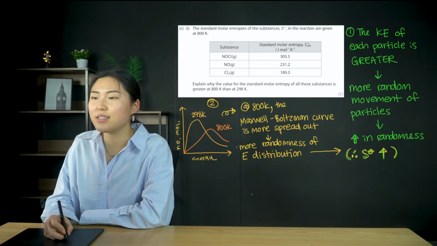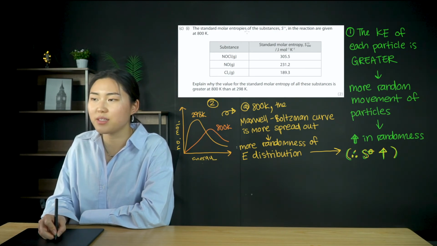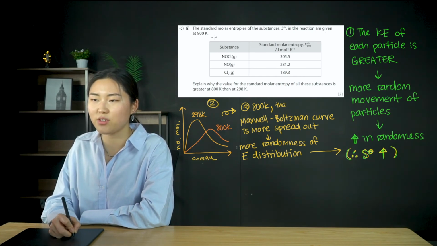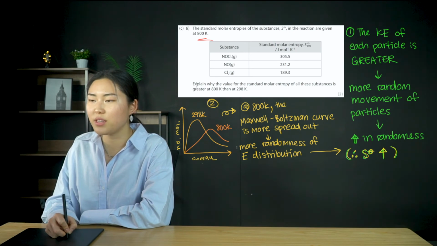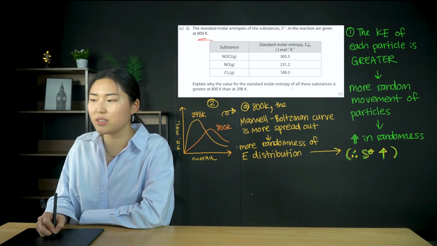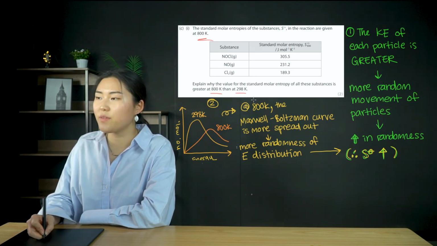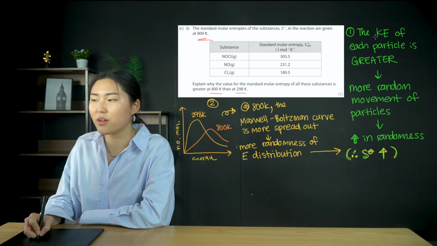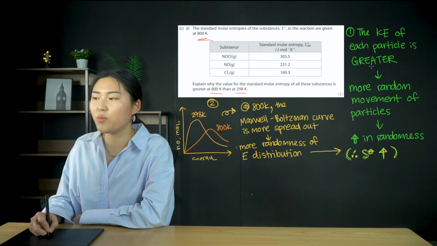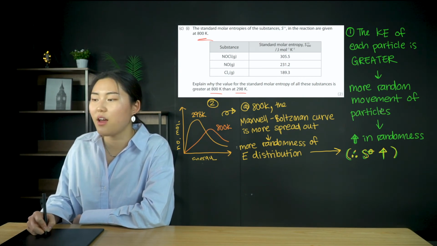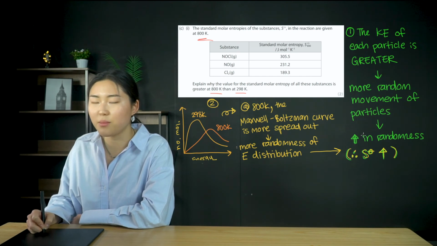C(i), the standard molar entropies of the substances in the reaction are given at 800 K. So we have a very high temperature, 800 K. Explain why the values for the standard molar entropy of all these substances are greater at 800 K than 298 K. So first of all, the kinetic energy of each particle is greater, right? So, which means that there's going to be more random movement of particles at a greater speed even. So that increases the randomness, right?